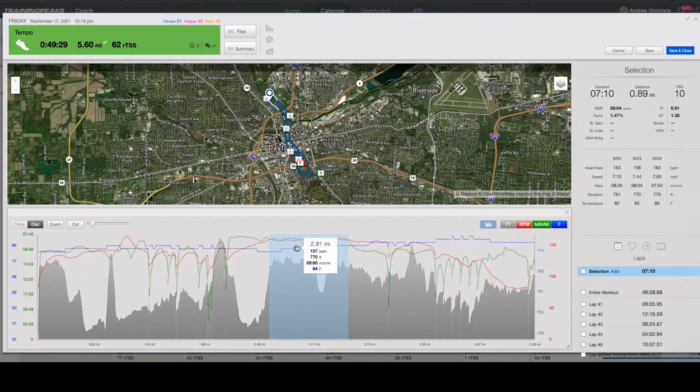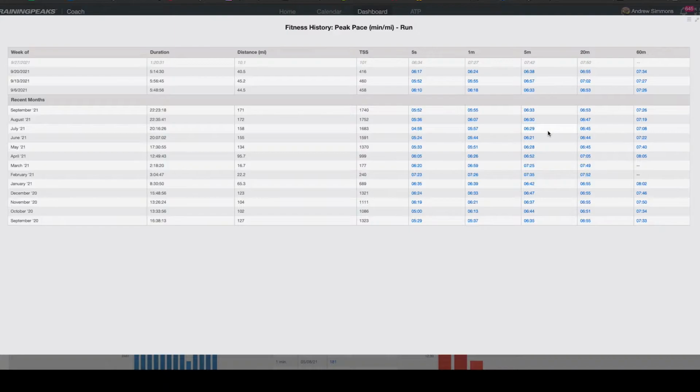Let's take a look at the third and final metric or chart to help predict performances. All right, welcome back, guys. This is the third one, and we're actually going to take a look at the fitness history, peak pace per mile.